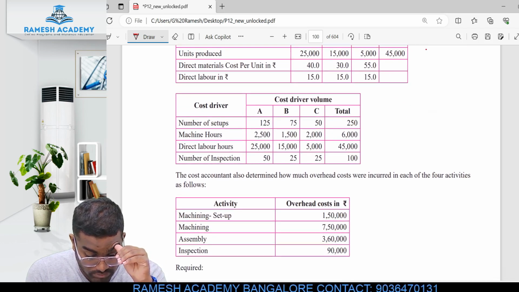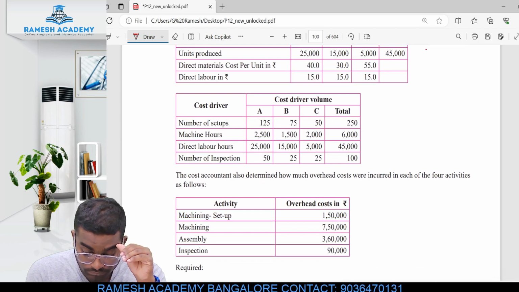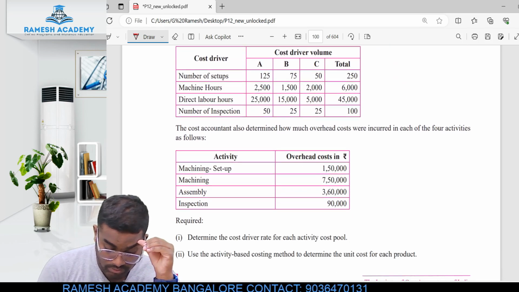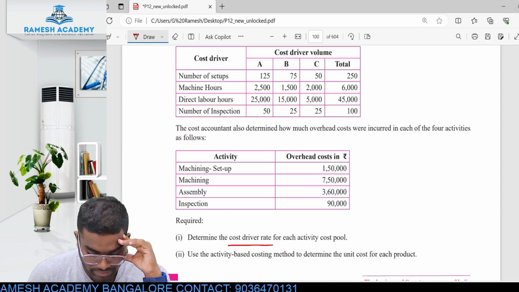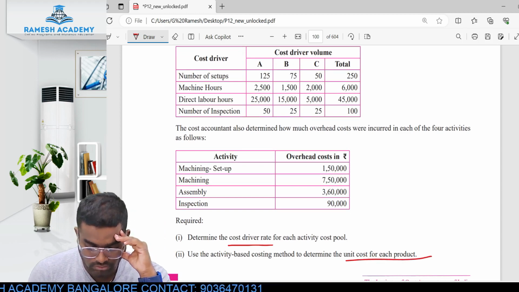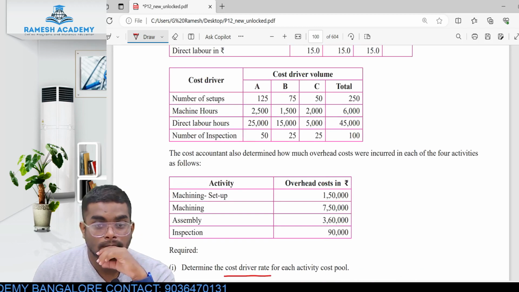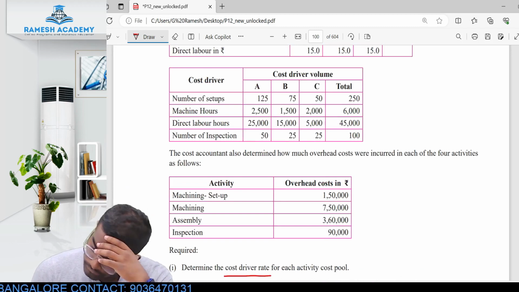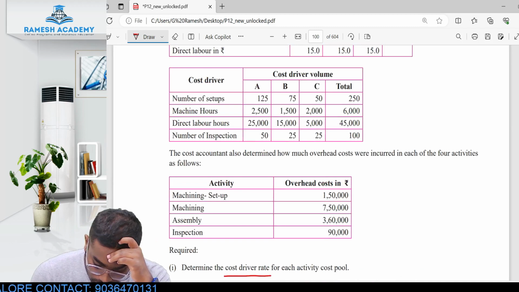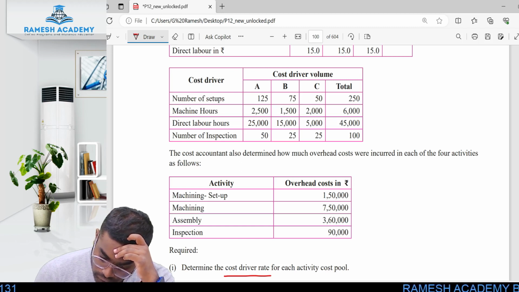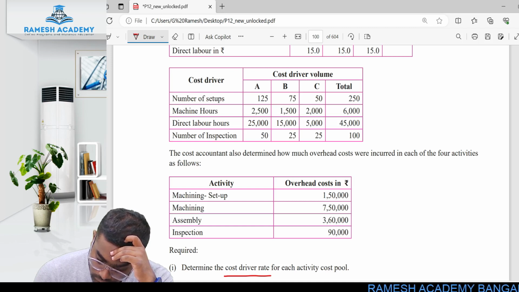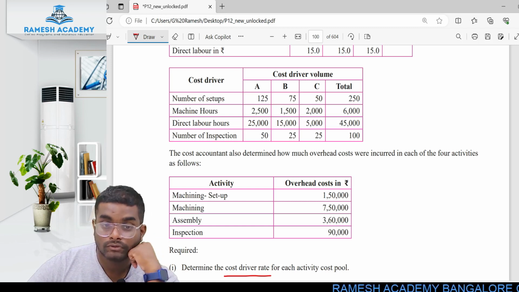Then we have the cost drivers. So what is the requirement? Determine the cost driver rate. So we have to determine the cost driver rate and then determine the cost. So please try this.